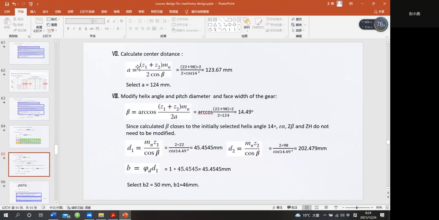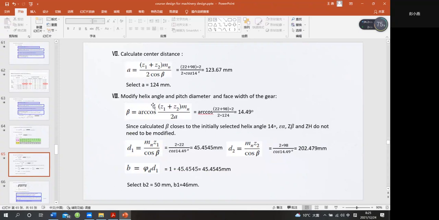And then we can calculate the center distance. Use this to calculate the center distance. We need J1, J2, MN, and beta. And then we select the center distance as 124.